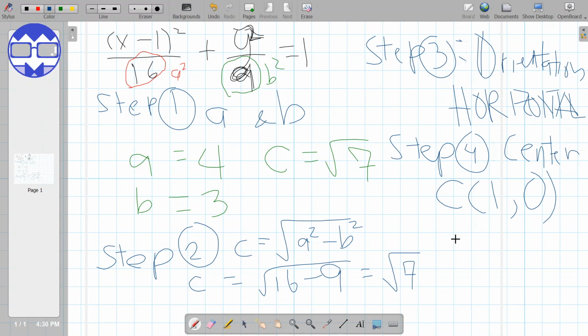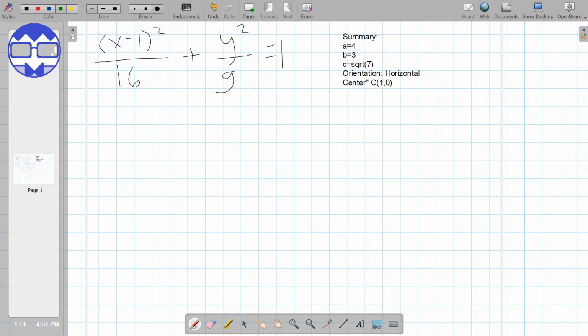Okay, so I'll summarize this one and erase the board. I'll be back for a while. For the next step, we need to find the focus, or the two foci.